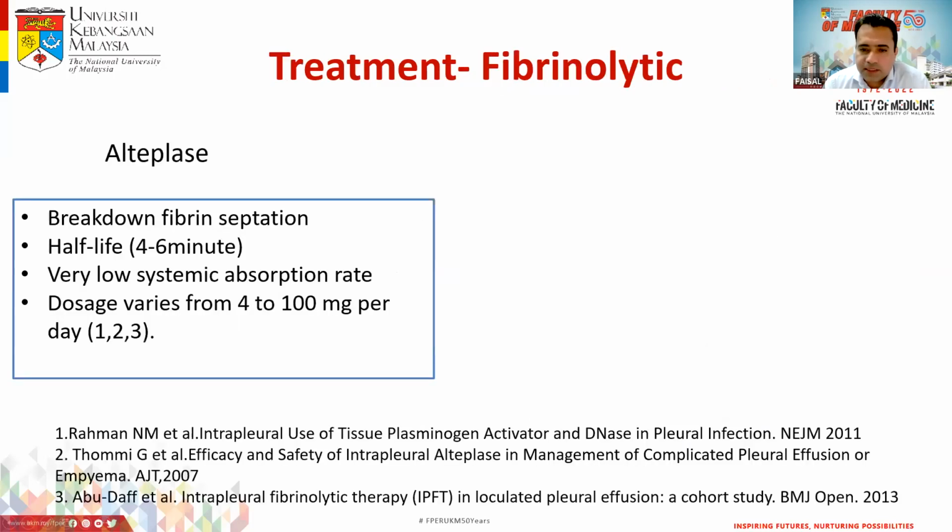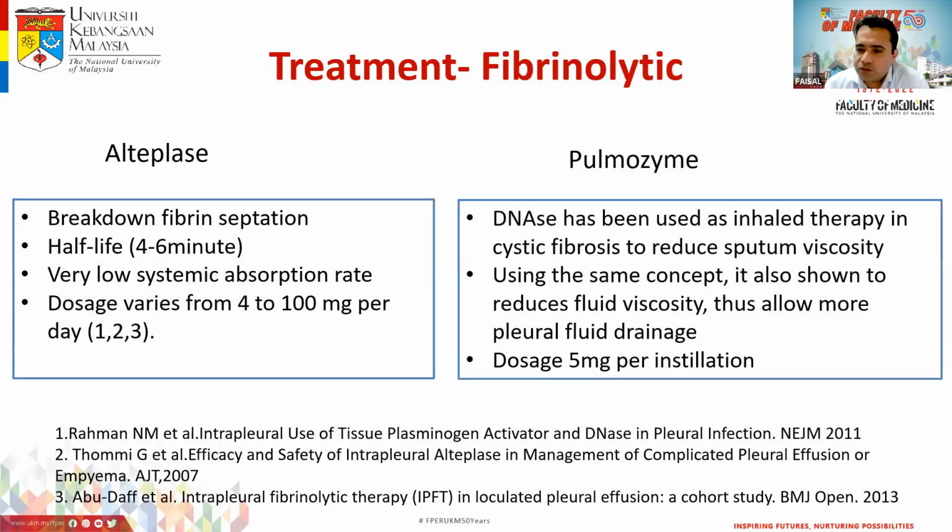Alteplase has a very short half-life, about 4 to 6 minutes, and a very low systemic absorption rate. So I'm not really worried about any bleeding complications, because it is mainly absorbed in the pleura rather than systemically. The dose of alteplase actually varies, but if you look at the Rahman et al. paper, the MIST 2 trial, they used a combination of 10 milligrams of alteplase with 5 milligrams of Pulmozyme.